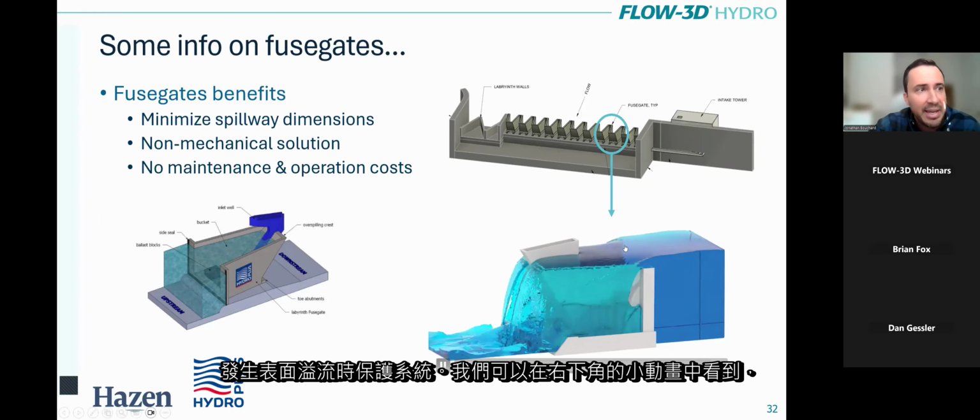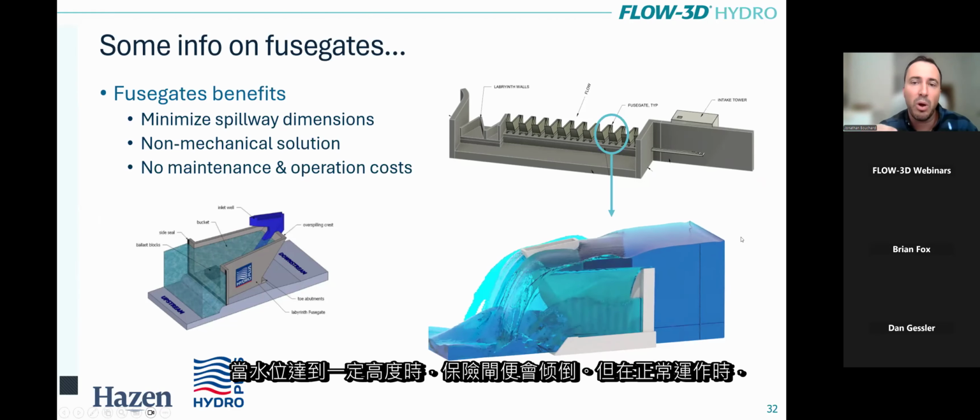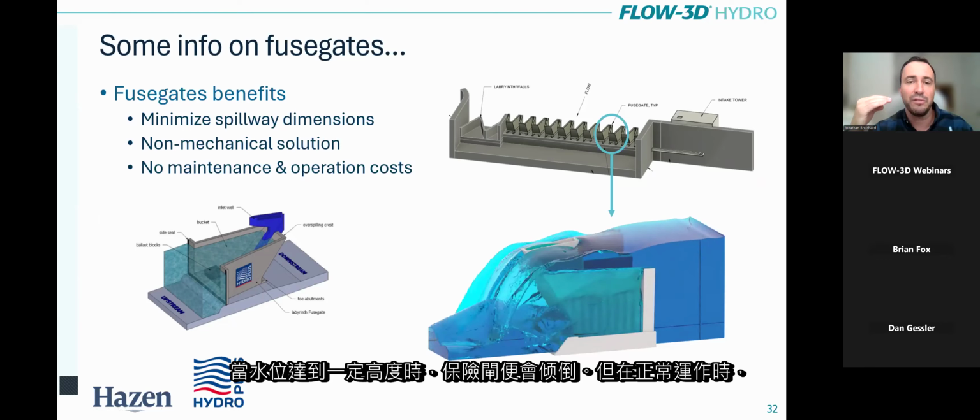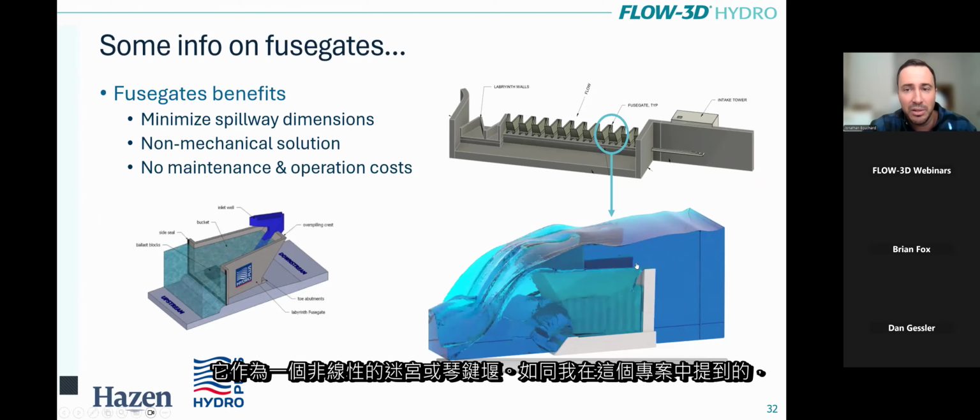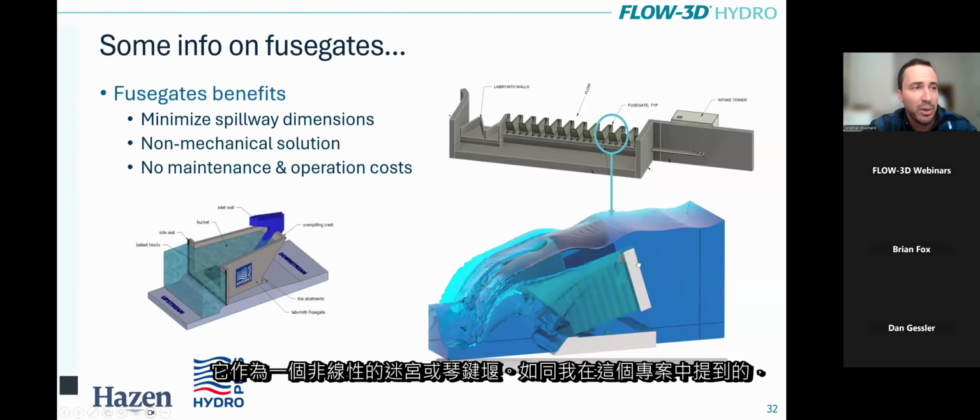We can see here in this little animation on the lower right that when the water level reaches a certain height, the fuse gate will tip. But in normal operation, it acts as a nonlinear labyrinth or piano key weir.